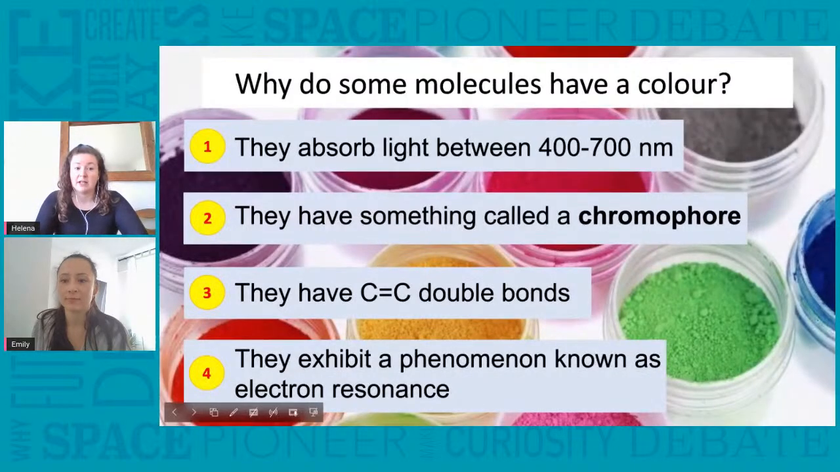waves express color. So the second thing that molecules have to have in order to express a color is they have to have something called a chromophore. The third thing is they have to have carbon-carbon double bonds, which I'll show you a bit later. And the fourth thing is they have to exhibit a phenomenon known as electron resonance.